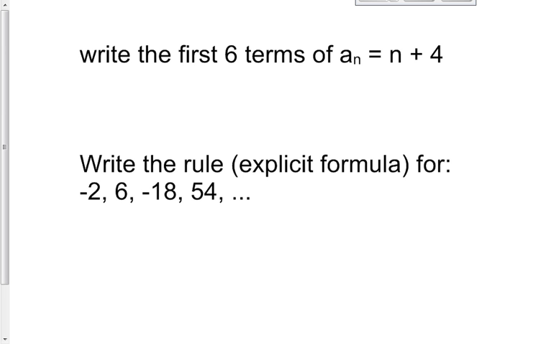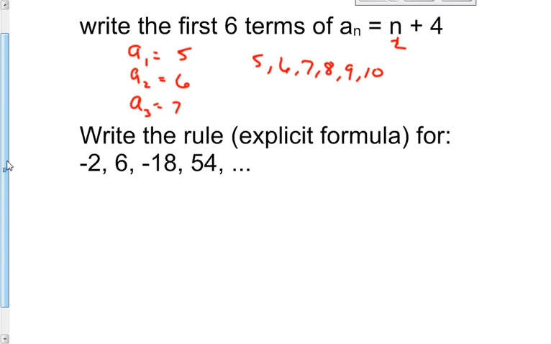So let's, for instance, say that we have to write the first 6 terms according to the rule a sub n equals n plus 4. So we need to know what is the first term, what is the second term, and so on. First term means you're going to put a 1 right there. 1 plus 4 is 5. Second term, you're putting in a 2 right there. 2 plus 4 is 6. So each time we're just going up by 1. So the next term is 7. So you're going to have 5, 6, 7, 8, 9, 10 for your terms.